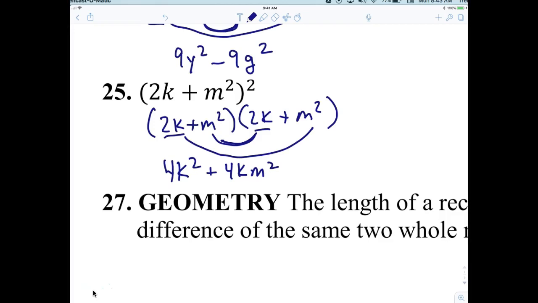And then it would be plus, what's m squared times m squared? M to the fourth. That's what I want out of you guys. And again, I don't think that's that difficult. It's just the rules. It really is just the rules.